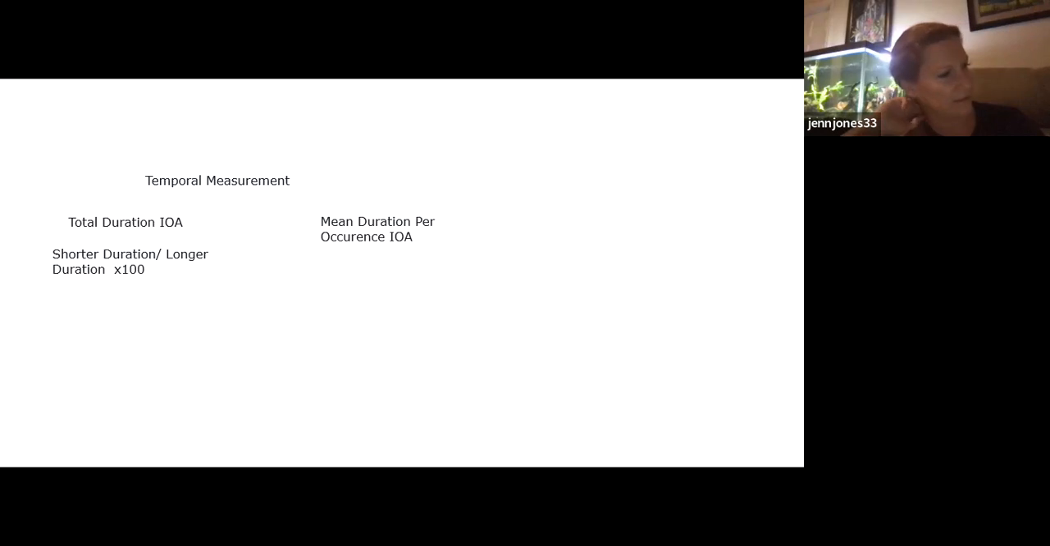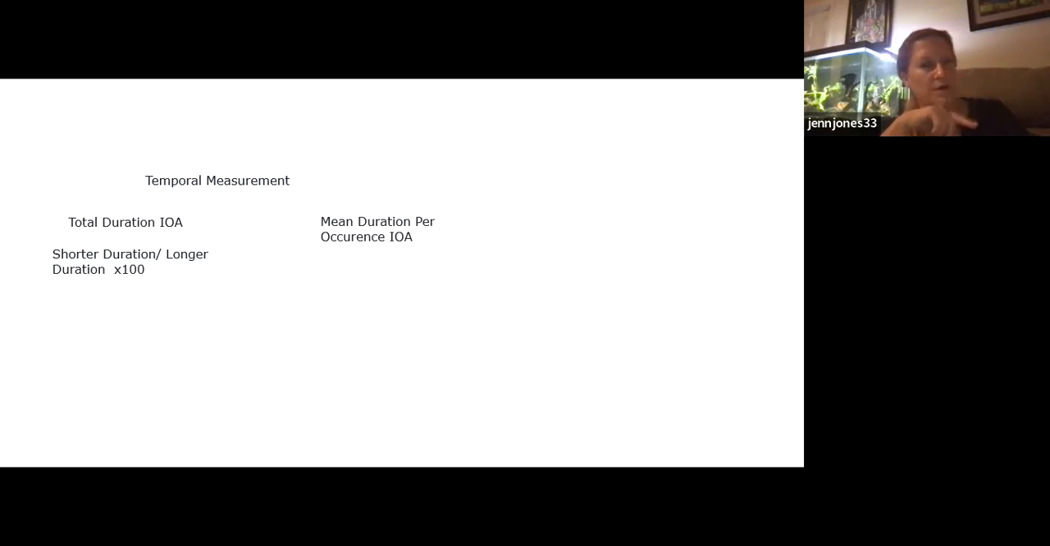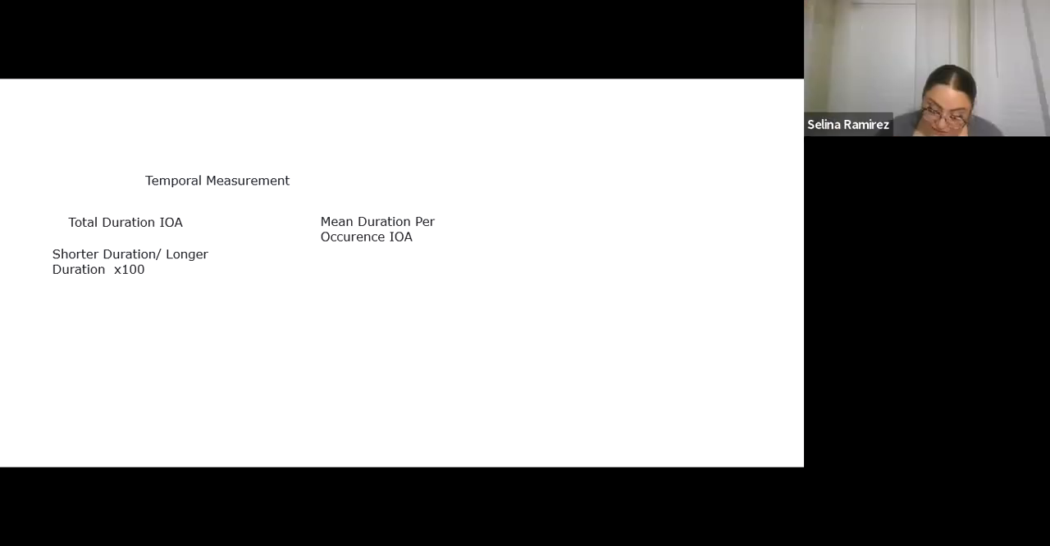I'm also on with the Pass the Big Exam book, and they break it down in the sections. They tell you what part of the task list it is, C8: evaluate validity and reliability of measurement procedures. I'm not sure exactly in the book where it would be, but that would be separating them into the first category. So your temporal IOAs would be your total duration and your mean duration per occurrence.